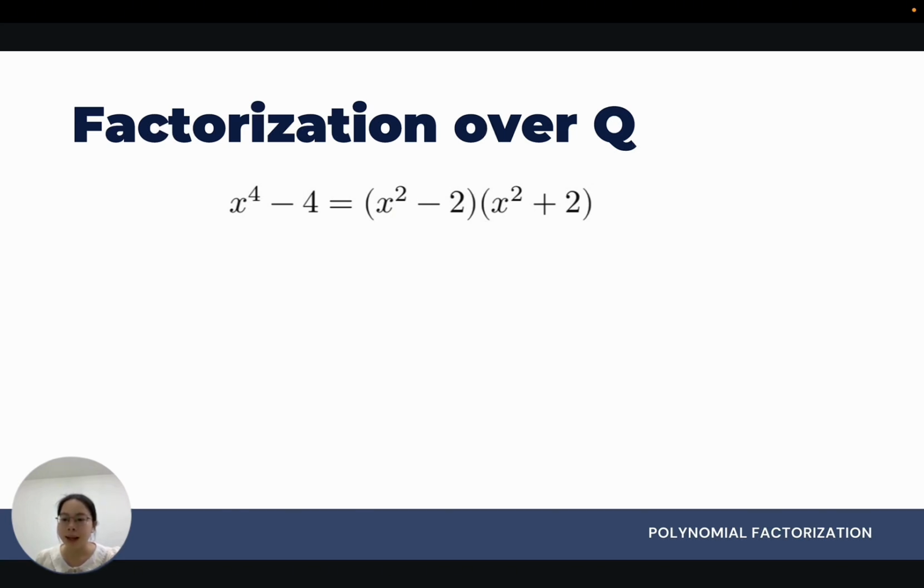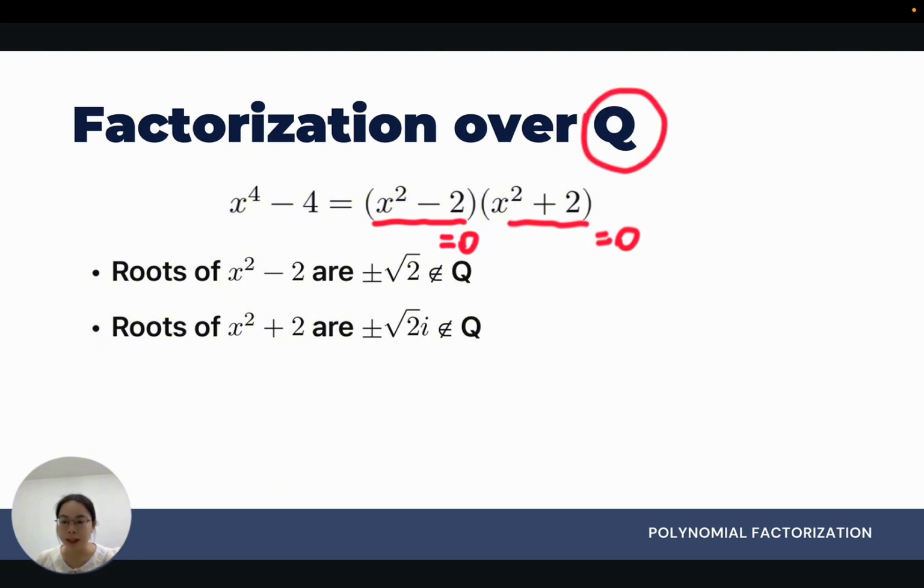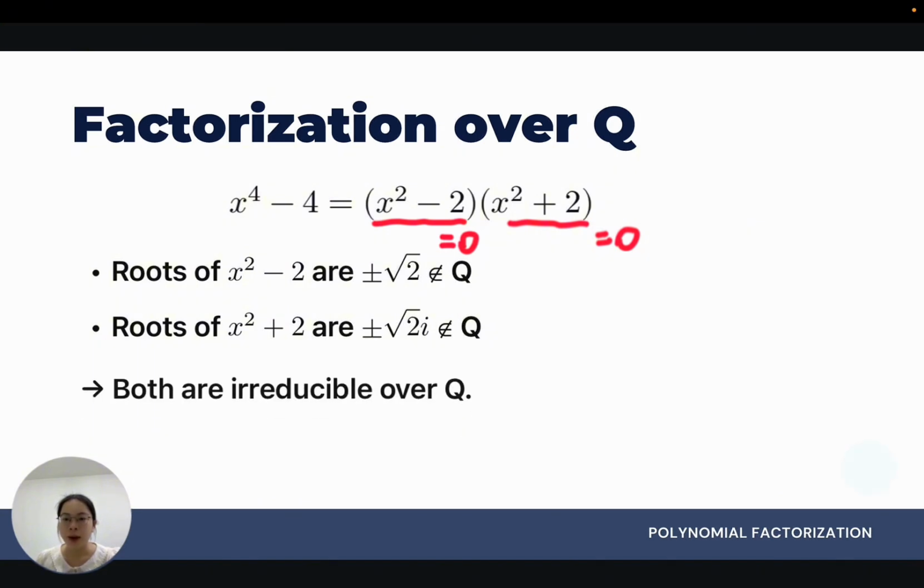Now, we let x squared minus 2 equal to 0 and x squared plus 2 equal to 0. We find that their roots, root 2 and root 2i, are not rational. However, we notice that the number field here is Q, so we can only use rational numbers as the coefficients. So, neither x squared minus 2 nor x squared plus 2 can be factorized further over Q. So, the solution is (x squared minus 2) times (x squared plus 2).